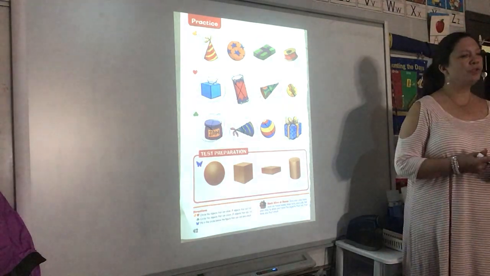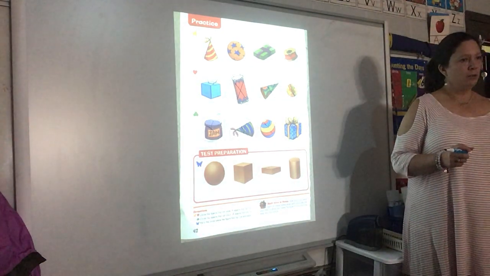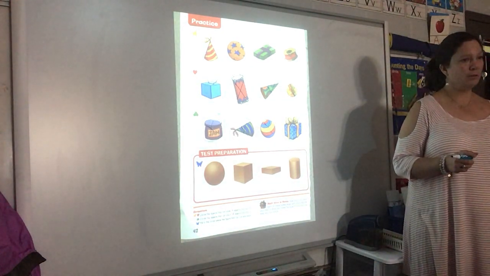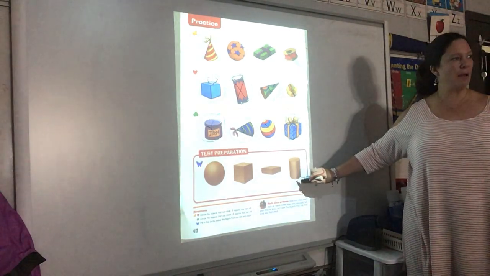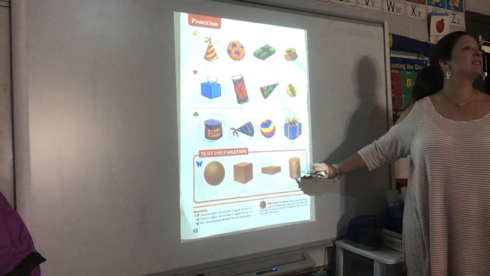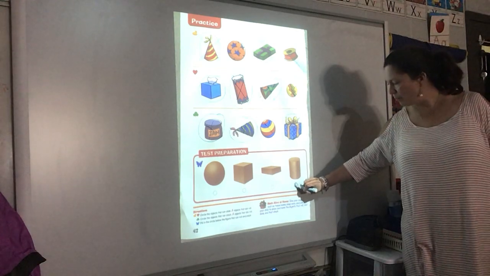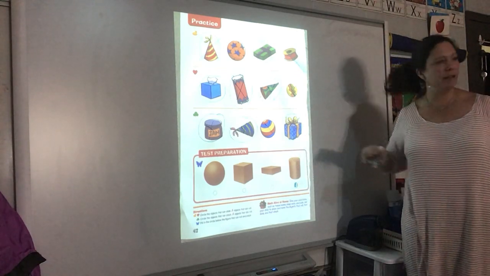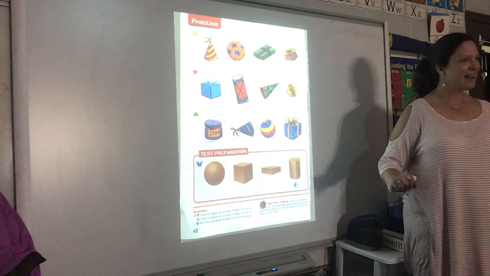Price, which one did you fill in the circle underneath? That one on the very end. Do you remember what that's called? Y'all help him out. What's that called? Cylinder. And he is right. Because can you stack on top of the cylinder? Yes. Can you roll the cylinder? Yes. He got it right.